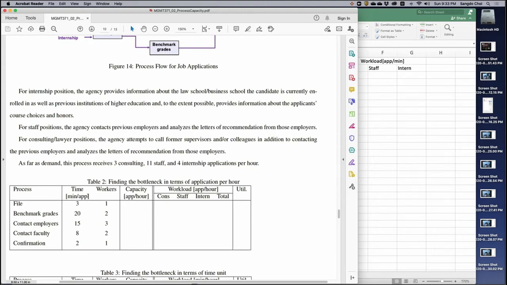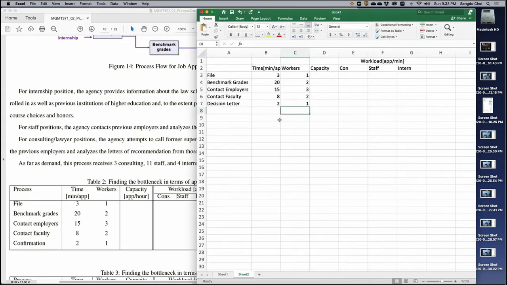Here, be careful: this time unit is minutes per application, but we want to compute the capacity in applications per hour, and workload is also applications per hour. Be careful with this unit. So basically we have this information.